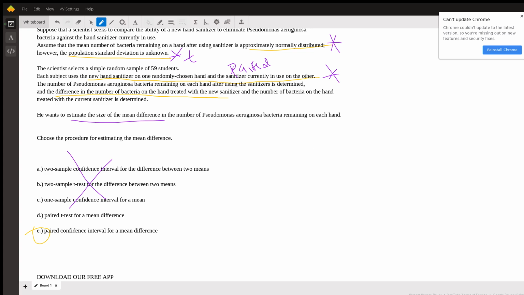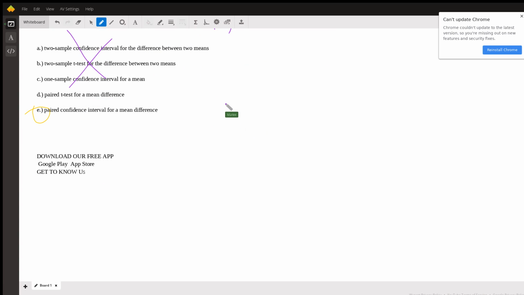If we want to estimate the size, we want to know, okay, if I'm going from some value x1 to some value x2, that gives me a size. And I expect my mean difference to be somewhere in there. So when it says estimate the size of a mean difference, that tells me I'm going to be using the paired confidence interval.